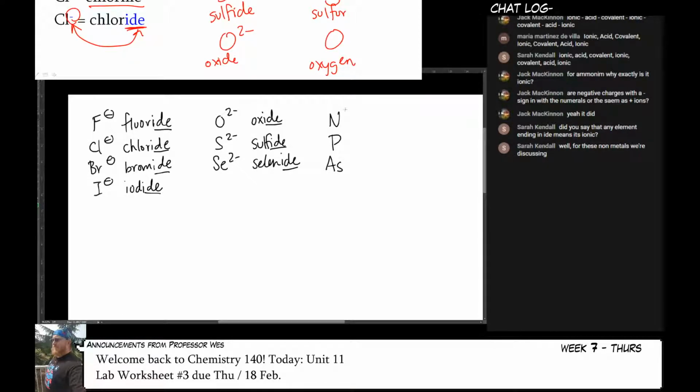And then finally, for nitrogen and phosphorus and arsenic, we have nitride, phosphide, and arsenide. I know, that sounds really stupid, right? Arsenide, but that's what it's called.